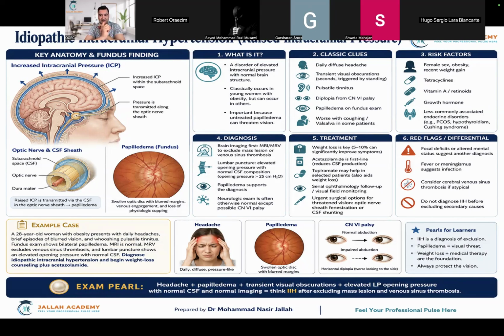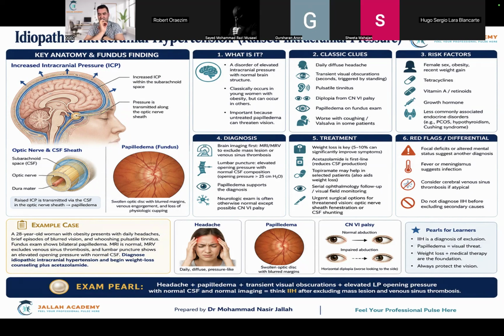You would say LP. If I say the LP is done, the opening pressure is more than 25, so you know that it is high. So I'm asking you, what is the best next non-pharmacological treatment? I'm specifically asking you about treatment which has nothing to do with prescription of medication. No medication. Your answer would be lose weight, 5 to 10%.